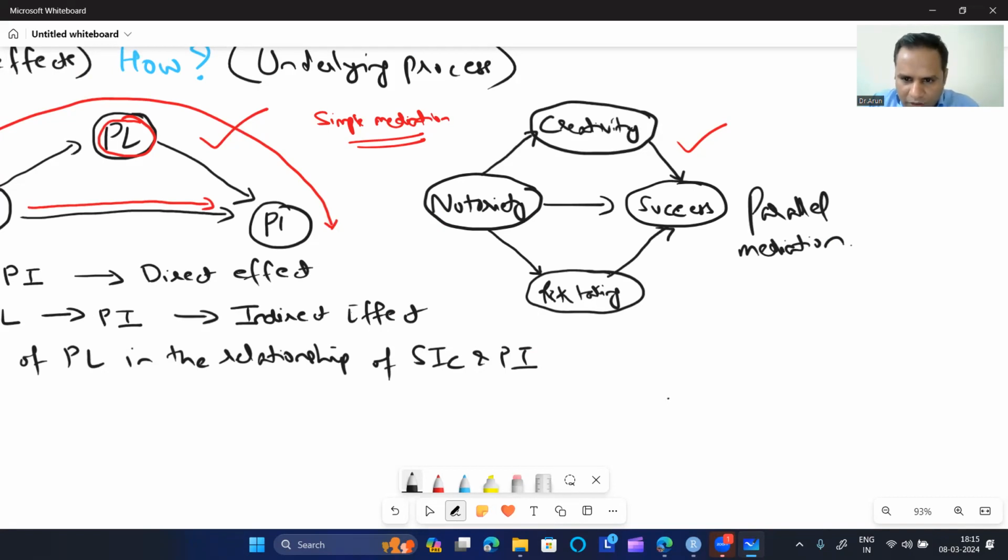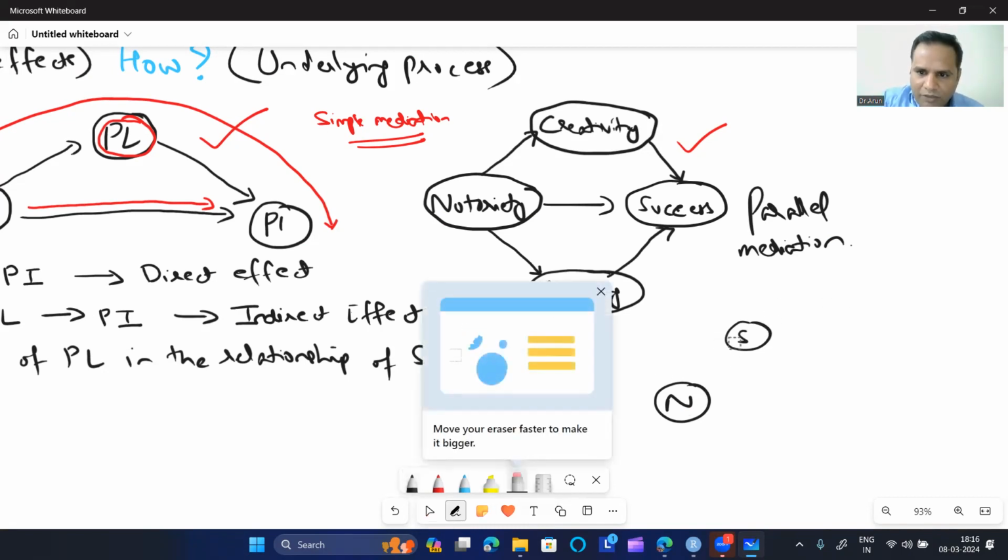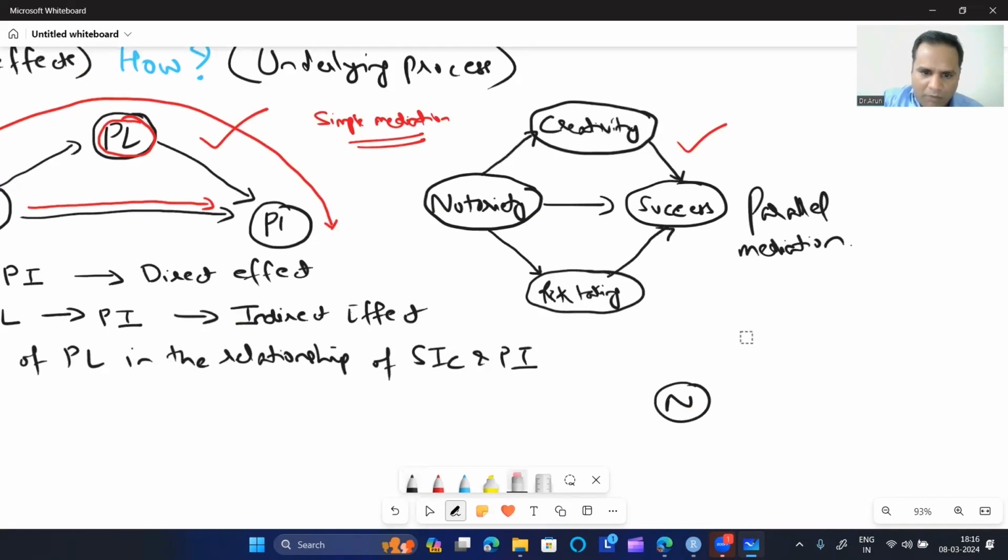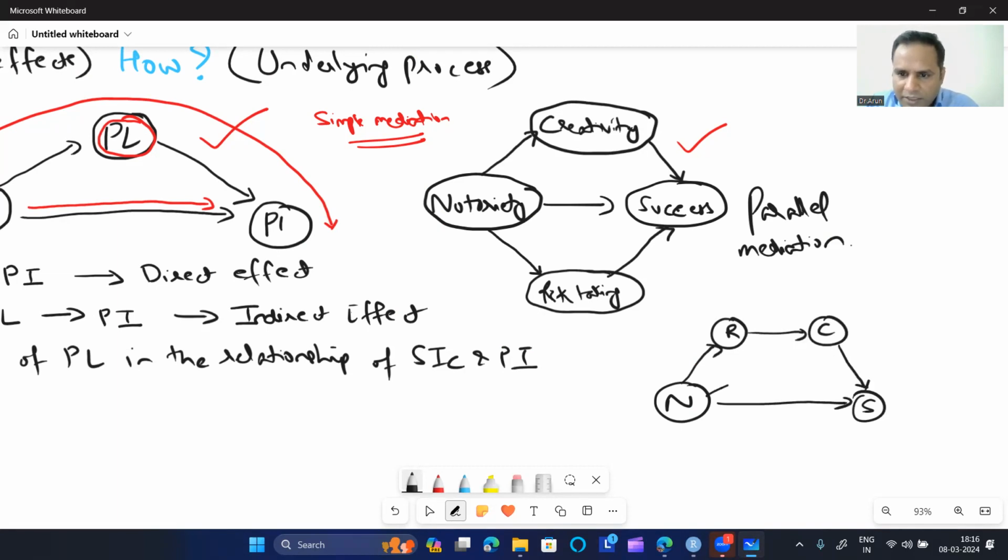Now somebody would say notoriety leads to success. Let me put it in a very nice way so that everybody understands how this mediation model is conceptualized. So somebody said notoriety leads to, let's say, risk taking, and risk taking leads to creativity, and then creativity leads to success. So somebody conceptualized the above model in this particular way, collected the data and presented the finding before all of us.